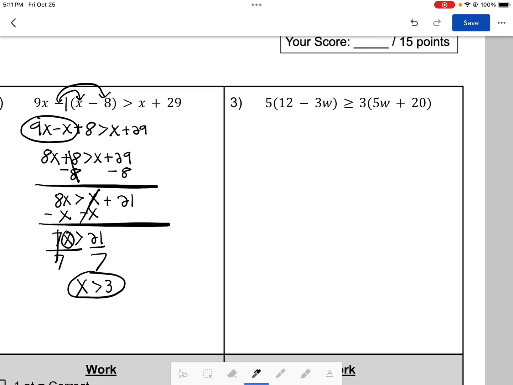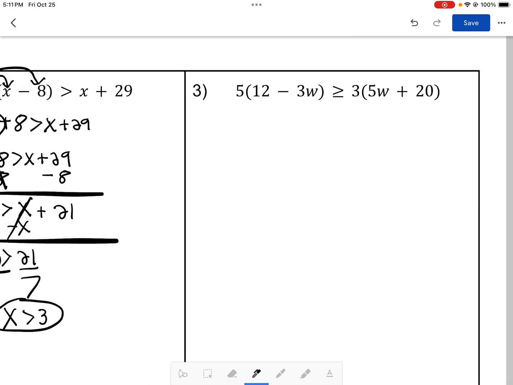Moving on to number 3, I need to distribute this 5 to the 12 and the 5 to the negative 3w, and I need to distribute this 3 to the 5w and this 3 to the 20. 5 times 12 is 60. 5 times negative 3w is negative 15w. Bring down my greater than or equal to sign. 3 times 5w is 15w. And 3 times 20 is 60.